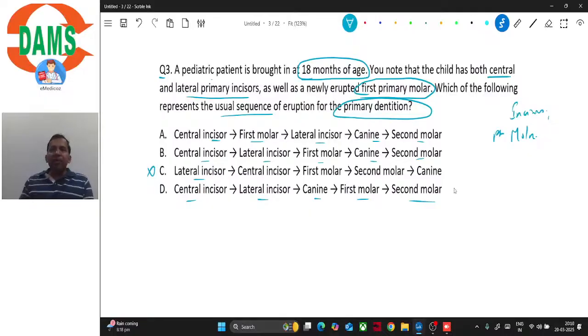So obviously, first the incisors will erupt, central incisor, lateral incisor, and then first molar followed by canine, and lastly the second molars will erupt. Right? So option B is the correct answer. Very good, everyone. So let's go to the next question.